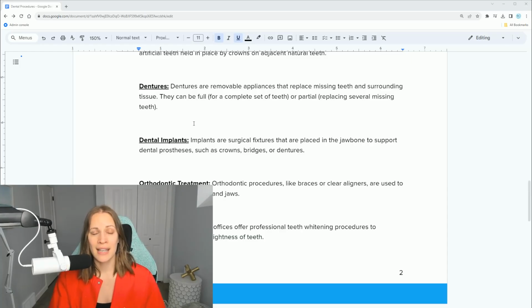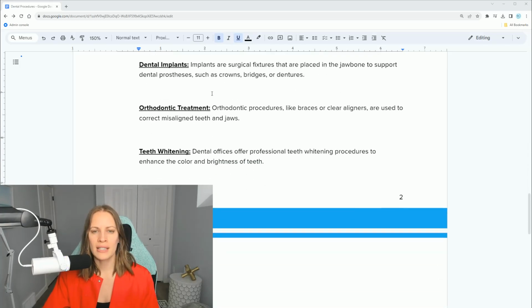Dental implants, another longer procedure, an hour or 2 hours, not usually done by the general dentist unless he has taken extra training for that, which a lot of them do because you can make a lot of money, but you have to be trained on something like that.